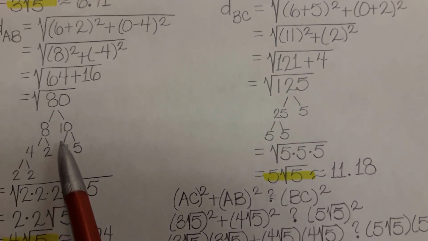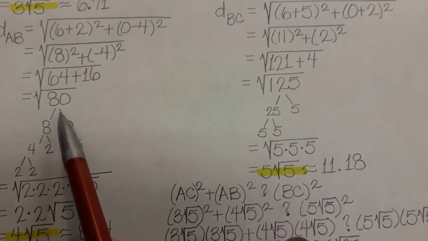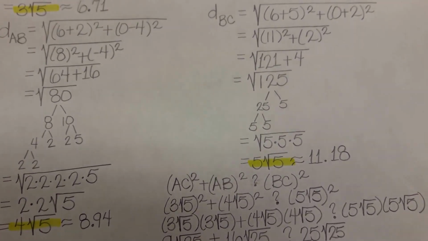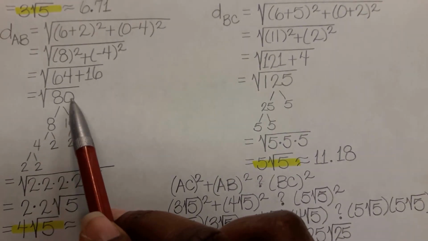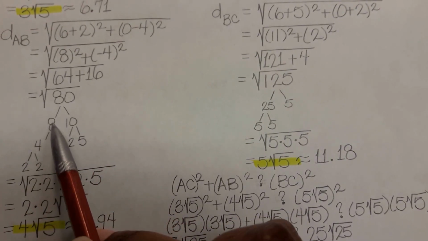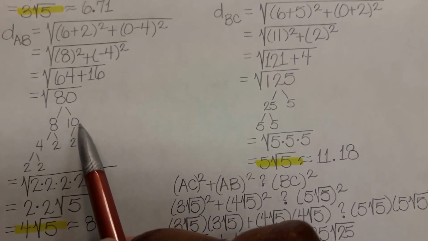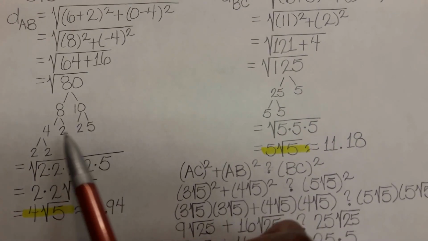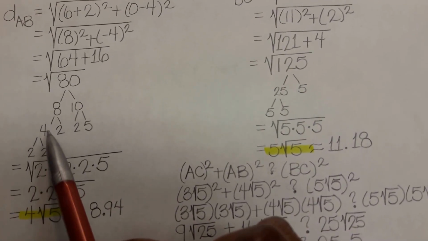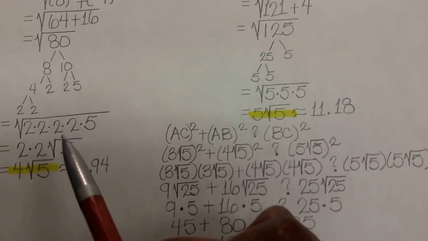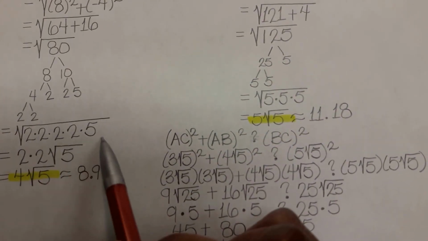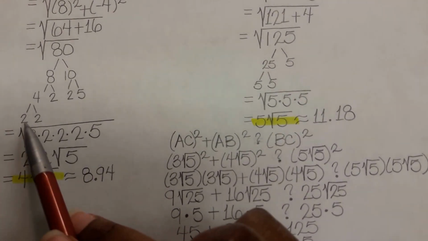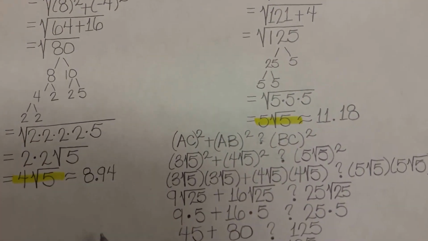Right here, I did do a factor tree. When you're doing a factor tree, just think about what you can multiply to get that number. So I know 8 and 10 is 80. 4 and 2 is 8. 2 times 5 is 10. These are prime numbers, so I'm done there. Break down 4: 2 times 2 is 4. Every prime number I want to write back under the radical. My radical is my little symbol here. So I have 4 2's and 1 5.